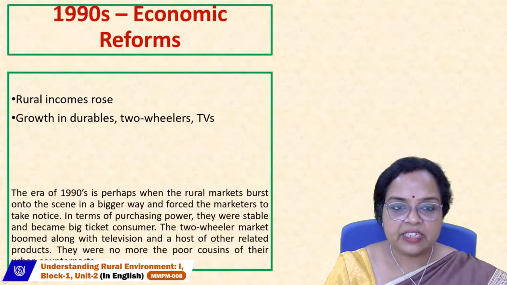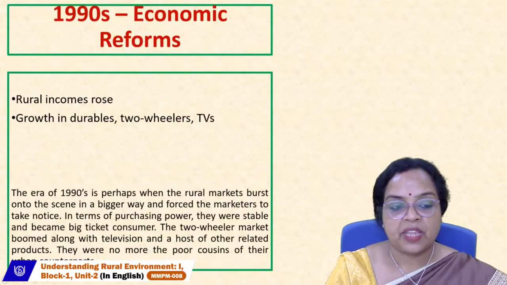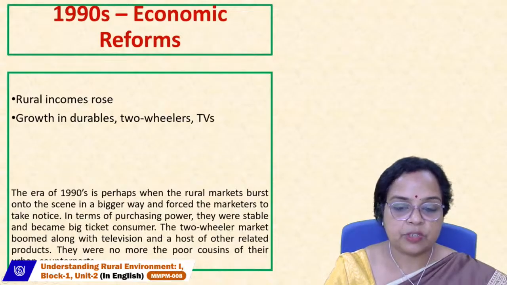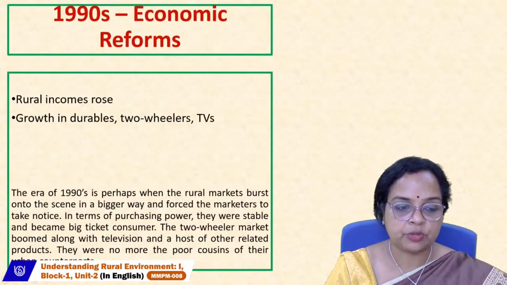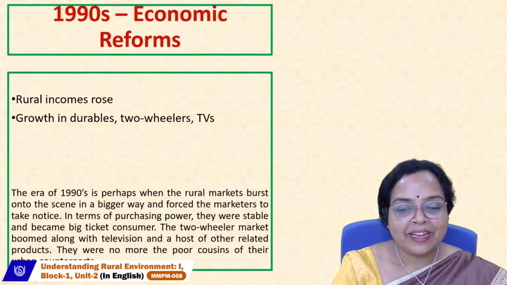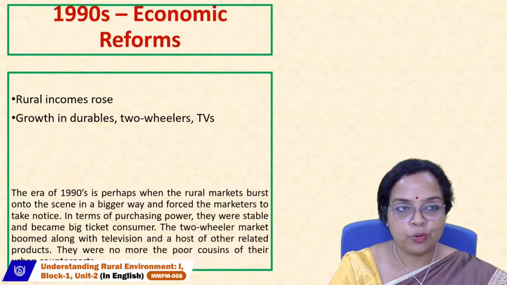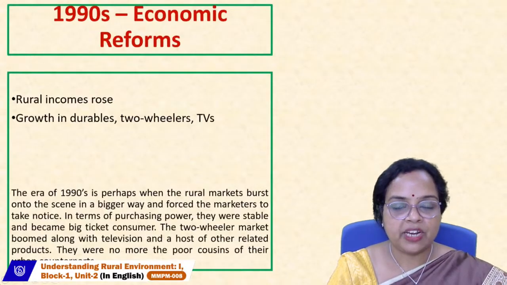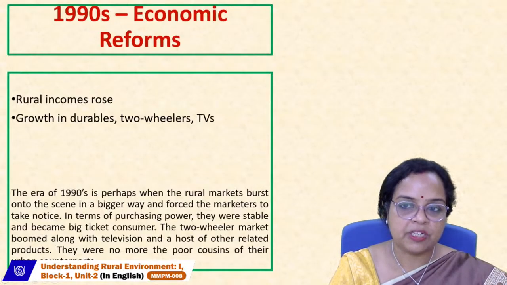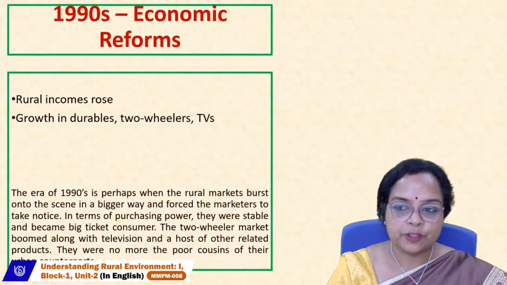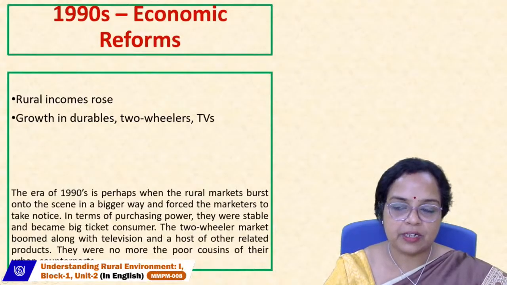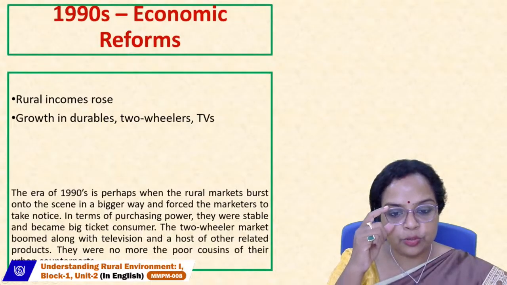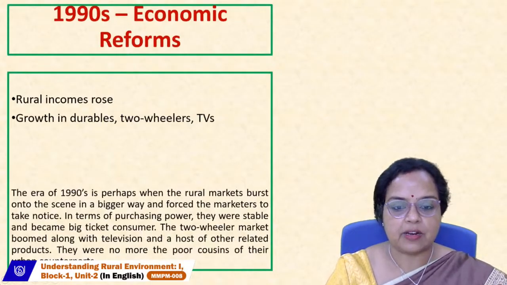During the 1990s, economic reforms took place. The era of the 1980s is perhaps when the rural markets burst onto the scene in a bigger way and forced the marketers to take notice. By that time, the rural market was slowly establishing itself as a real market format. During 1970, it was not established. During the 1980s, a few companies entered the rural market. So after 20 years from 1970, during the period of 1990, the rural market was somewhat established.